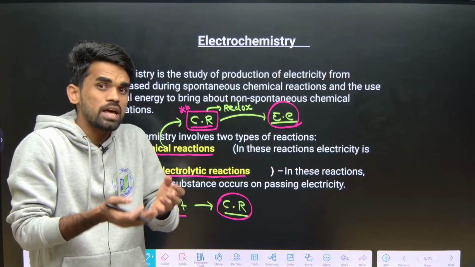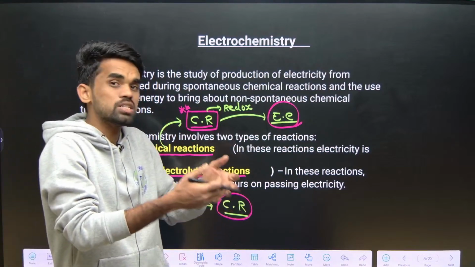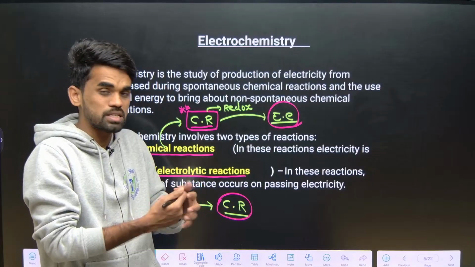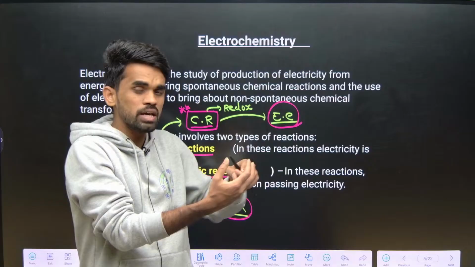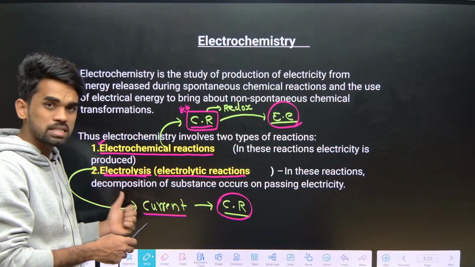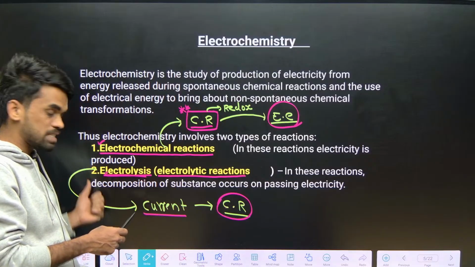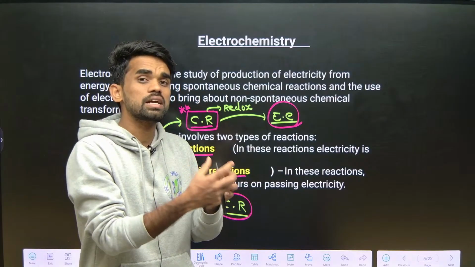It means it is not happening on its own, whereas in an electrochemical cell a spontaneous chemical reaction takes place. It means that reaction happens on its own. So due to that reaction, electricity is produced there. But in electrolysis, in electrolytic cells, what happens? Non-spontaneous chemical reactions are involved.